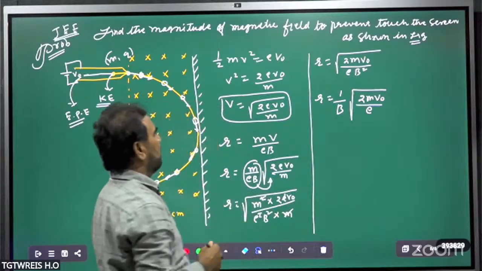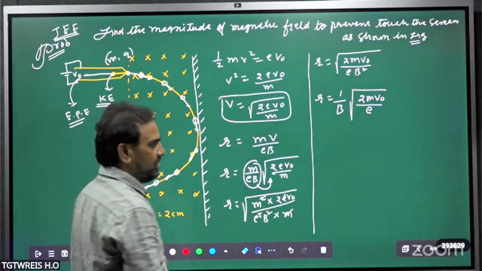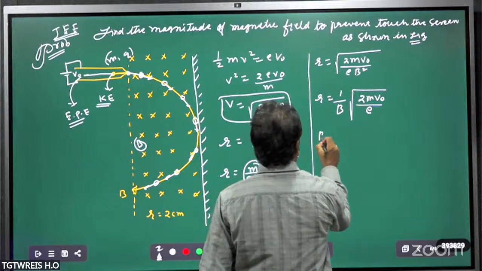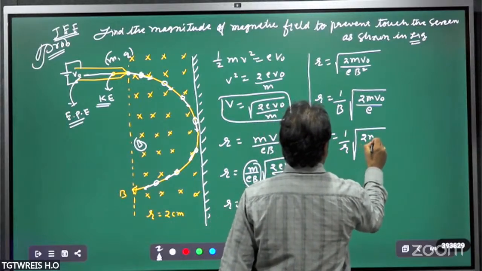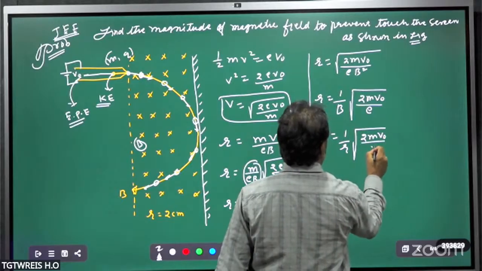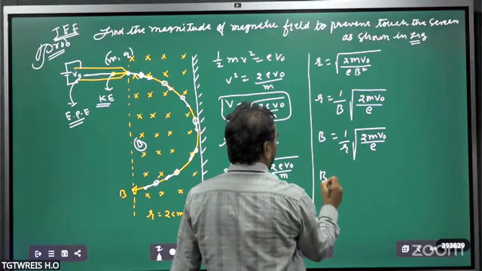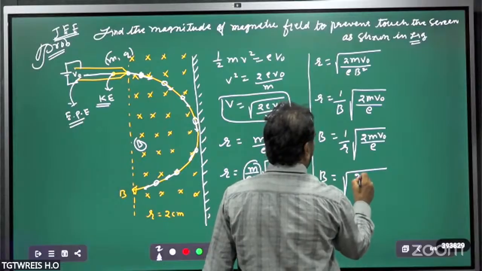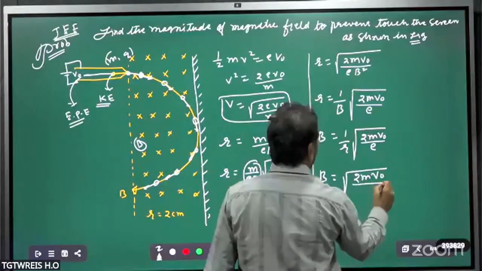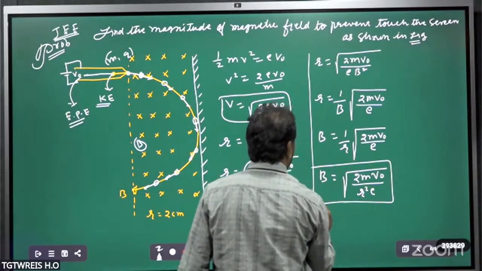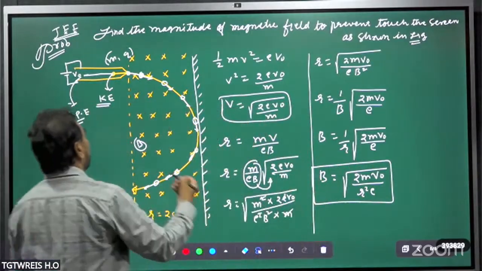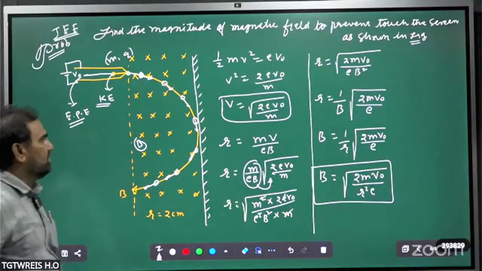What should we have to calculate? We have to calculate the B. The magnitude of the B is given by 1 by R into root over 2m V naught upon E. Take that inside as well. B is equal to root over 2m V naught upon R square into E. So this much amount of the magnetic field would be required to prevent the electron to strike the screen.